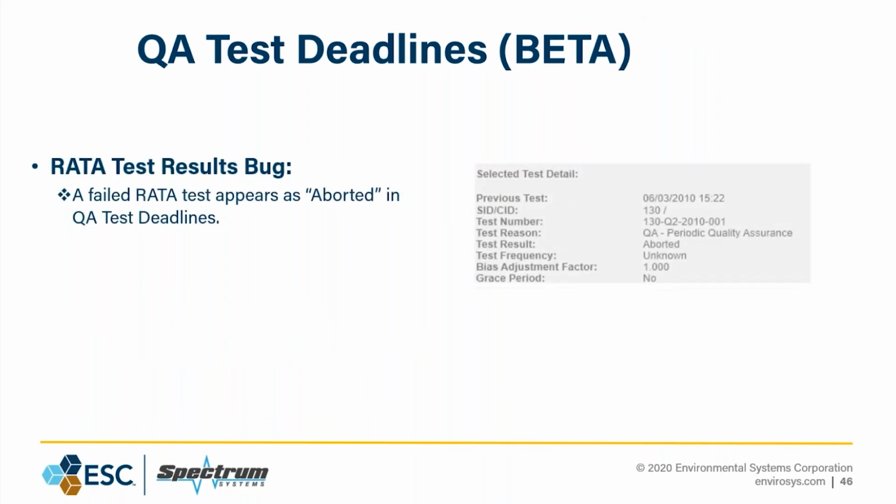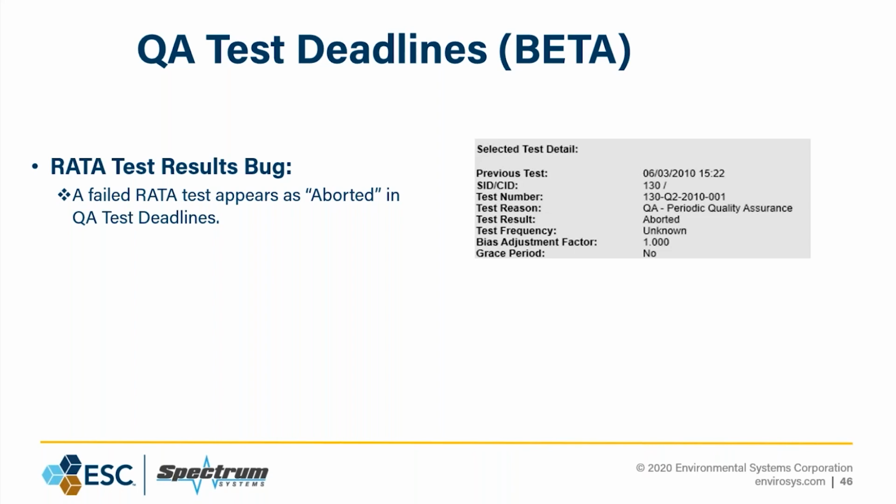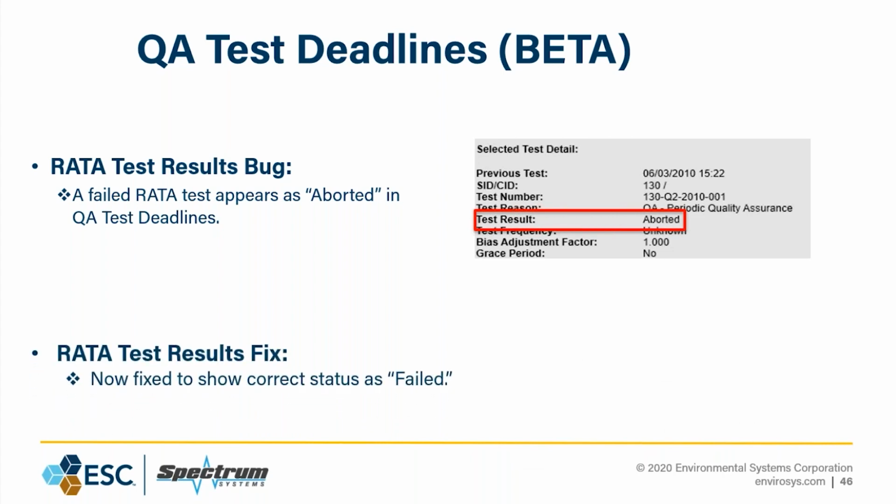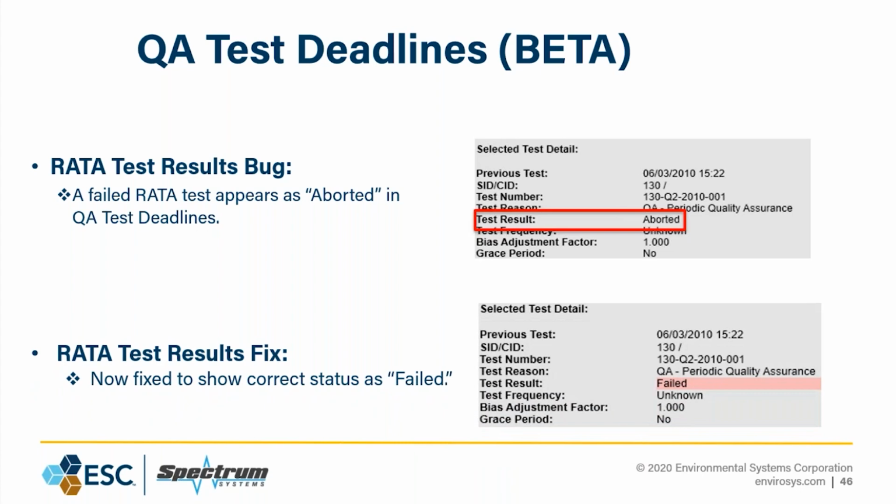Another update for the RADA test results bug. A failed RADA test appears as it's aborted in QA test deadlines. Now fixed to show correct status as failed. So when a RADA is aborted, that is now stated as a failed RADA in QA test deadlines.